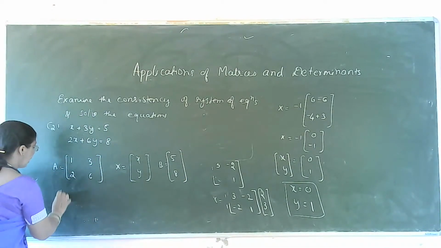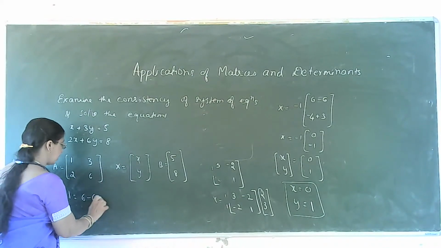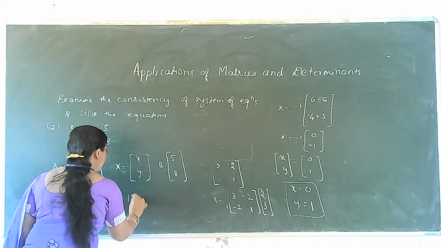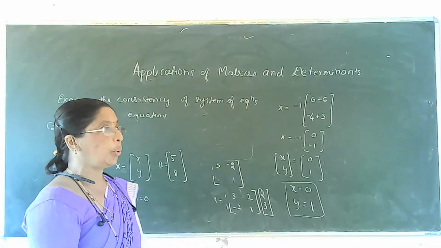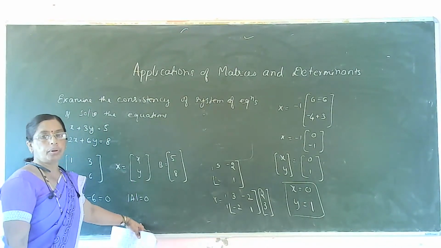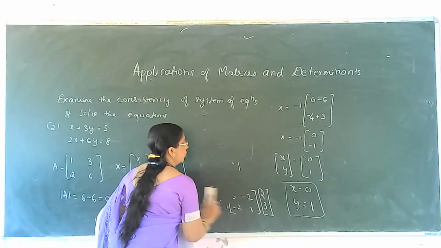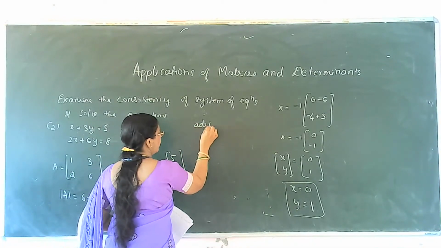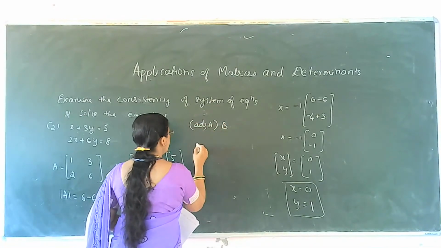Three matrices. First, we find the determinant value of A. We get 6 minus 6, which is equal to 0. But here, the determinant value is 0. Then we move to find the adjoint of A into B.